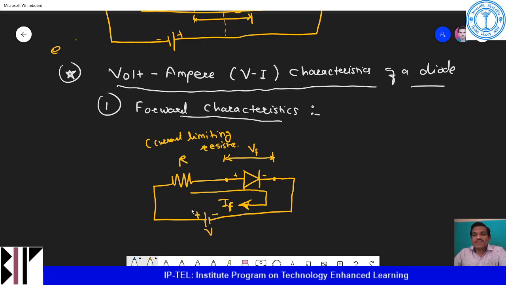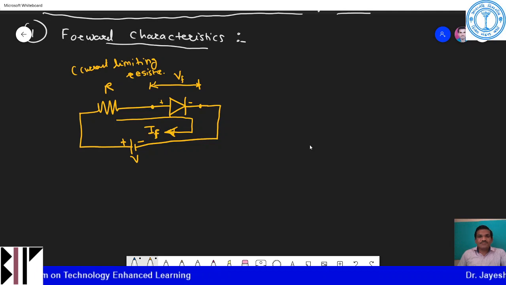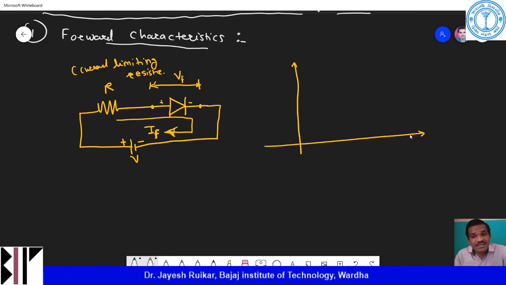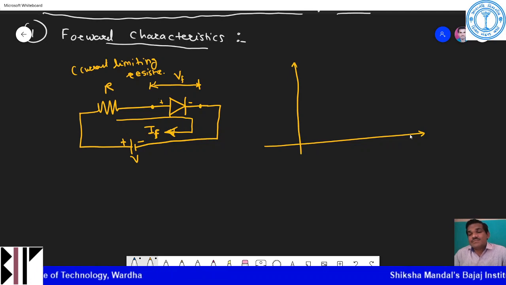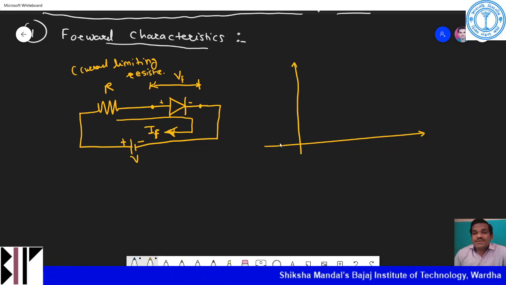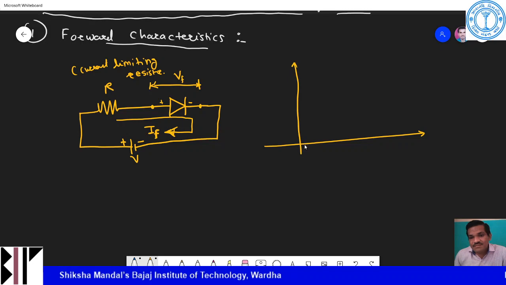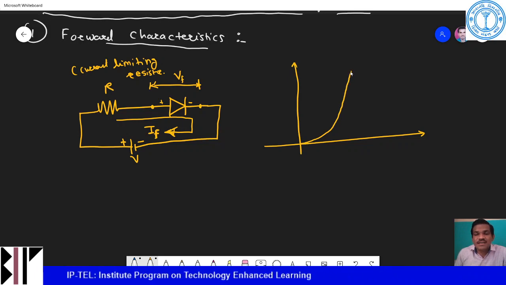then we will have to plot. In forward biasing, what we have seen is that whenever the applied voltage is less than the cut-in voltage, or barrier potential, the current is very, very small, and then it starts increasing exponentially. These characteristics we will see in the lab class.